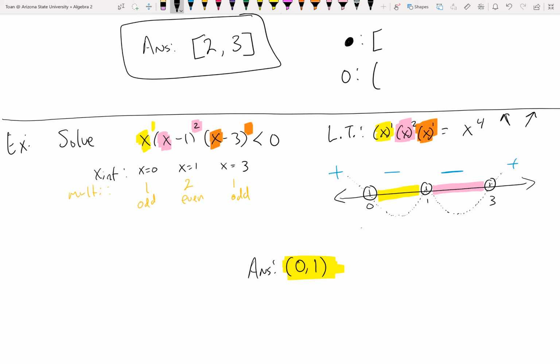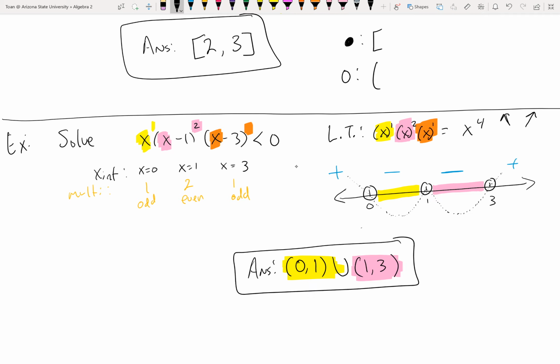Because I have another region, anytime your answer has multiple pieces, you have to glue them together with the symbol called a union. Just basically a big U without a tail. And then you just go ahead and tack on the second answer. Well, what does the second shading, the pink shading, start at? Starts at 1, comma, and where does it end at? Ends at 3. Since these guys are both open circles, use open parentheses. There is our answer.